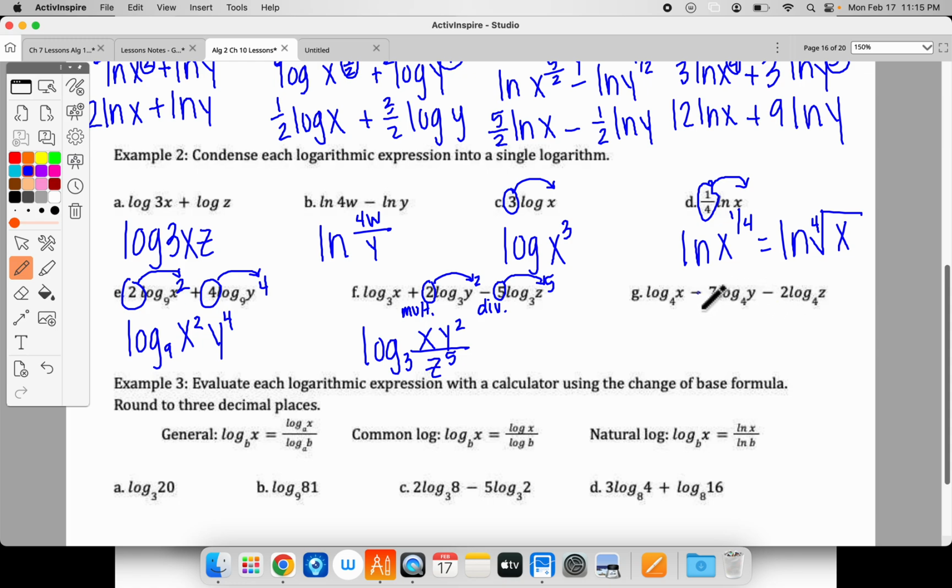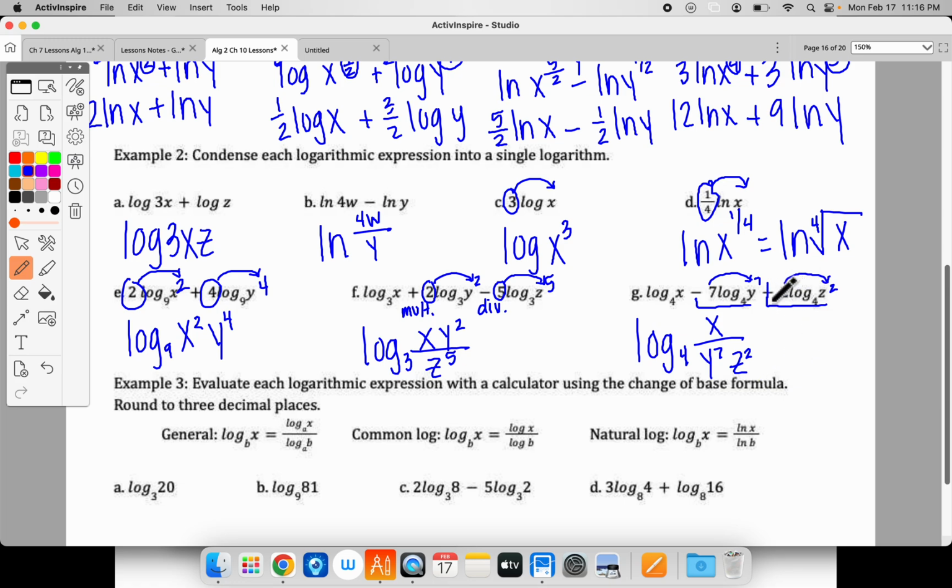On this one right here, both of these are minus, so everything after this minus sign is being divided. So I've got log base 4 of x, and then I'm dividing the y. I'm going to put that 7 back on the exponent, and I'm also dividing the z, but I'm going to put that 2 back on the exponent. So z on the bottom.